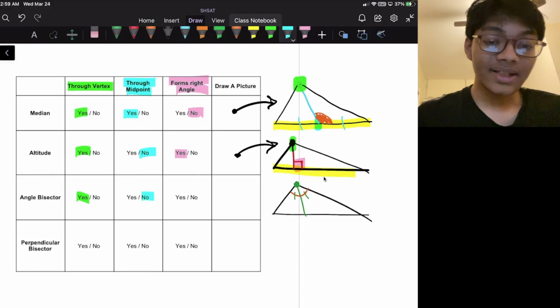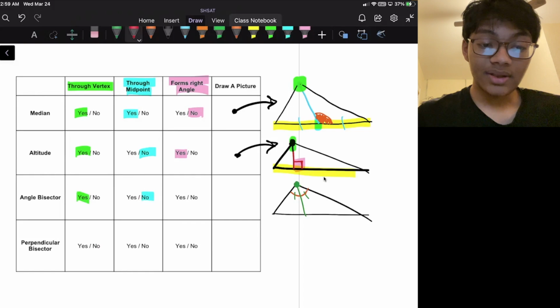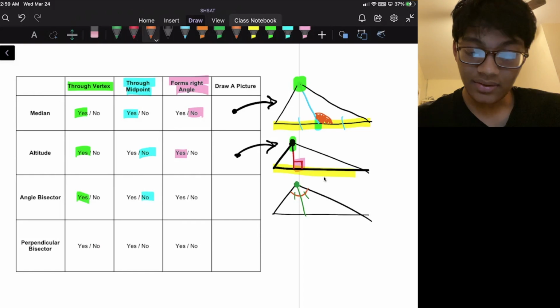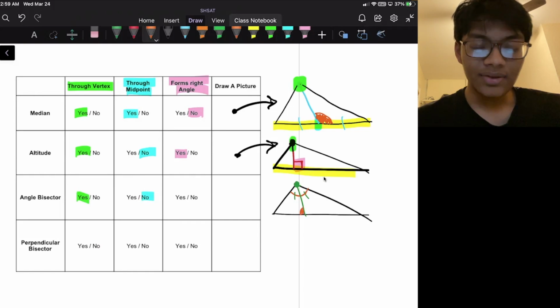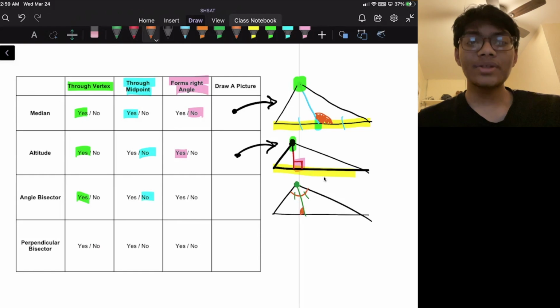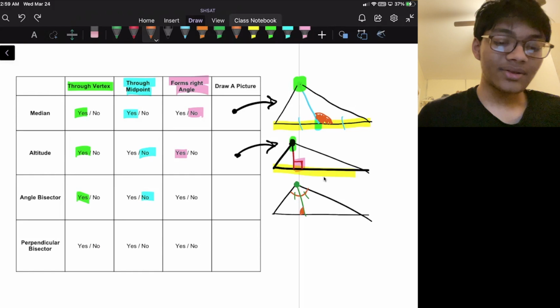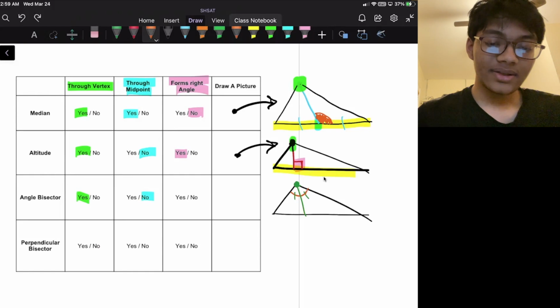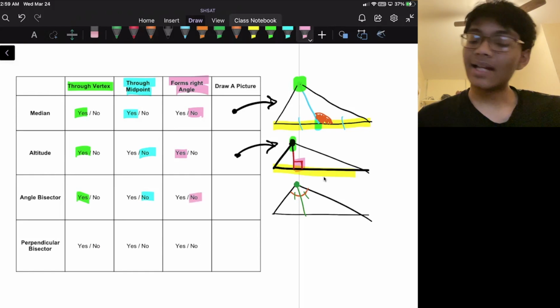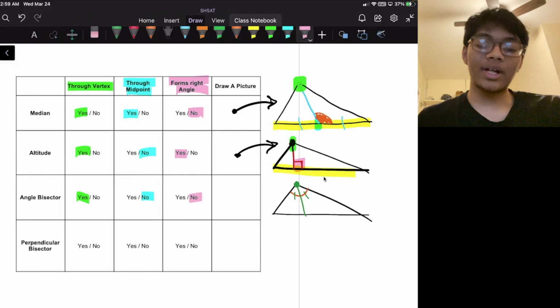And does my angle bisector form a right angle? Well, check it out. Does this look like a right angle? Looks kind of acute, and actually it depends. The answer depends, so it doesn't necessarily have to form a right angle. So the answer is no. The angle bisector does not have to form a right angle.